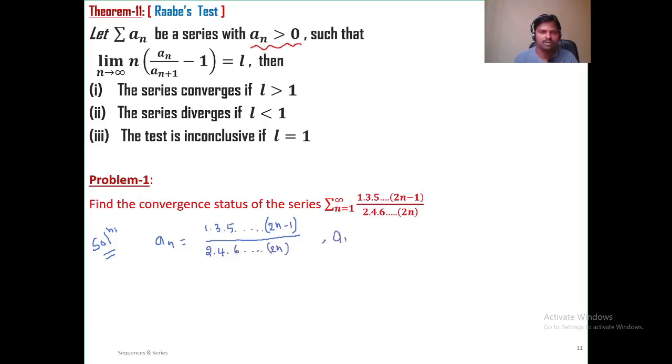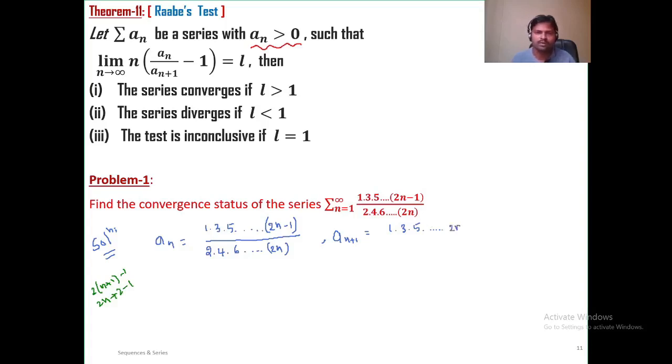Now what is an plus 1, the next term? This is the nth term, and the next term is n plus 1. Instead of n, you substitute n plus 1. So what will we get here? Let me write it first: 1 into 3 into 5, up to so on 2n minus 1. So 2 into n plus 1 minus 1. Instead of n, I am writing n plus 1 here. So 2n plus 2 minus 1, so 2n plus 1.